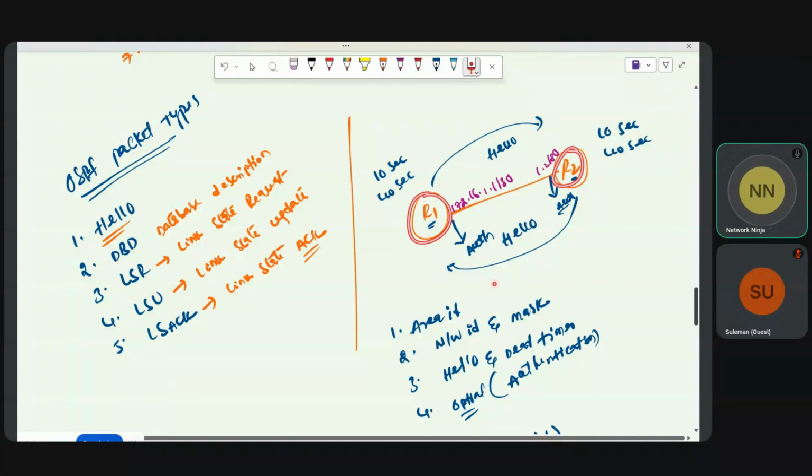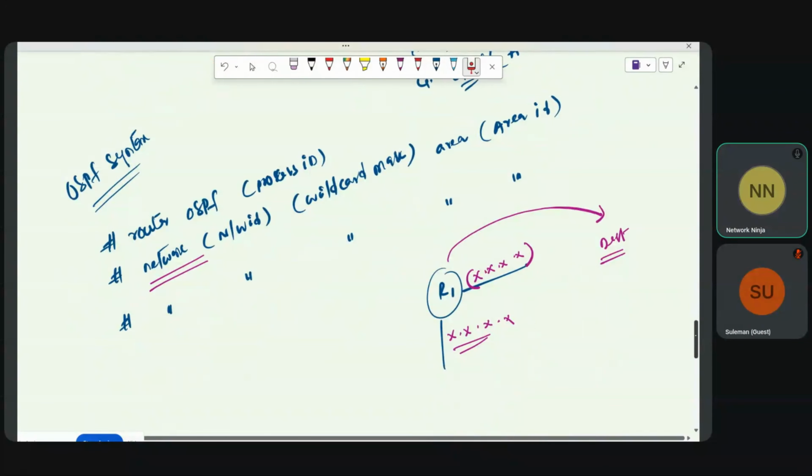What conditions have to be matched to form the neighborship between the routers? The first thing is both routers have to share a common link, and both routers must be in the same area ID, and the same network and subnet mask. Hello and dead timers have to be the same. If you change one router, the peer router also needs to be changed, or else it is not going to form the neighborship. And authentication is optional. If you configure authentication, the other router should also come up with the same authentication in the hello packet, or else router one is going to discard that packet.